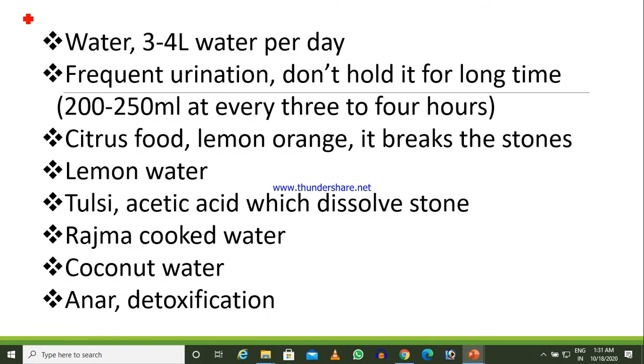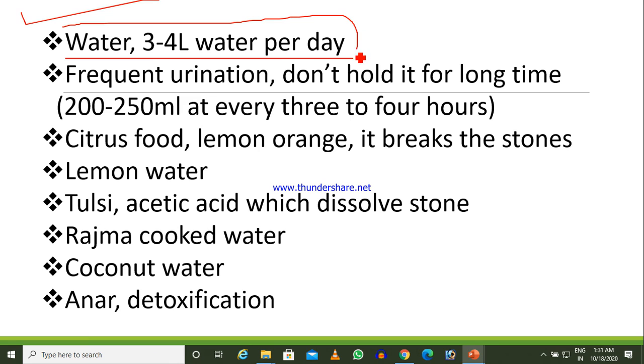It is also very important what is to be done. In my opinion, an adult after 18 should take plenty of water per day, minimum 3 to 4 liters of water per day with a regular interval. The frequent urination is very, very important.